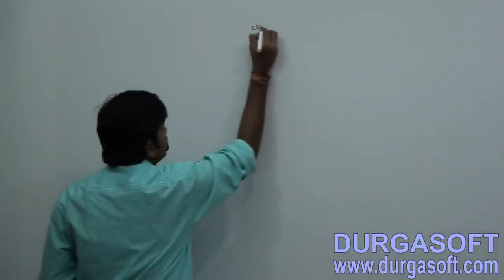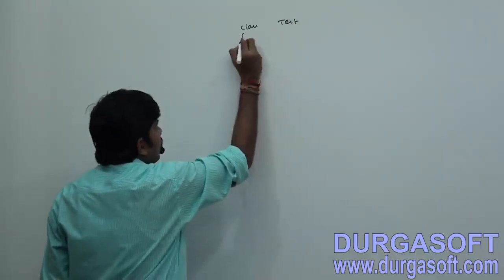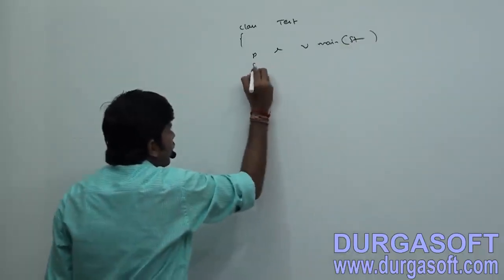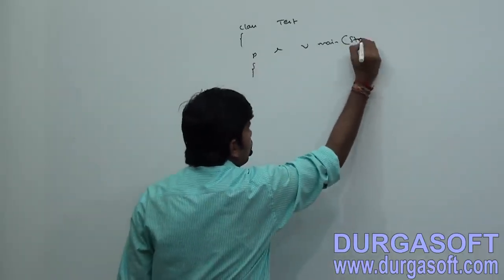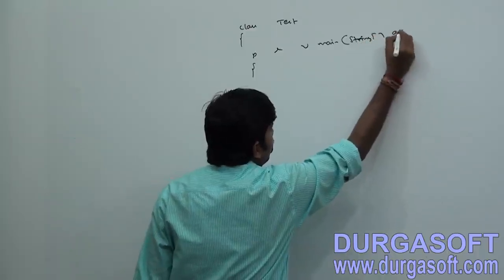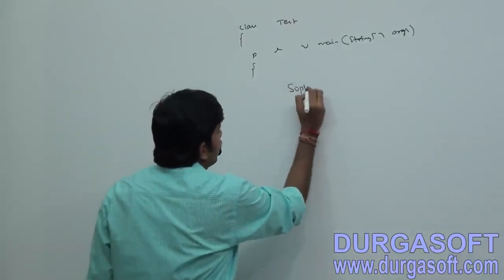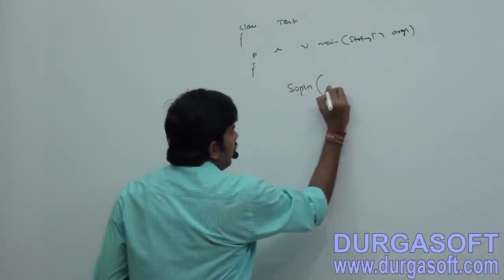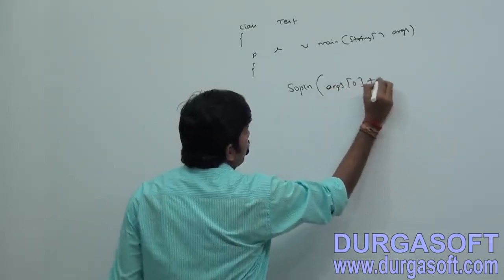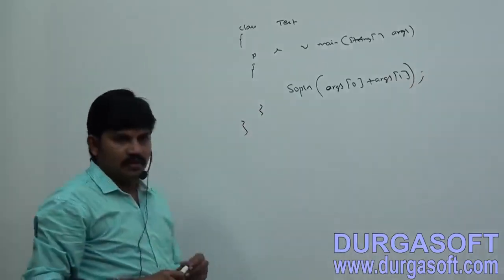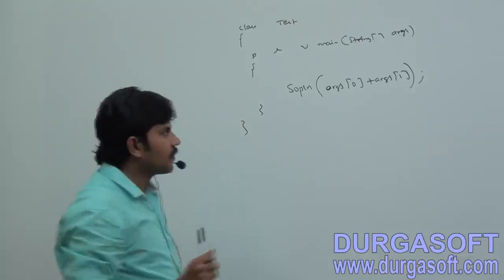Here just observe. I am taking Java. Here observe class test, public static void main method, string array args. System.out.println args of 0 plus args of 1, like this I am taking.